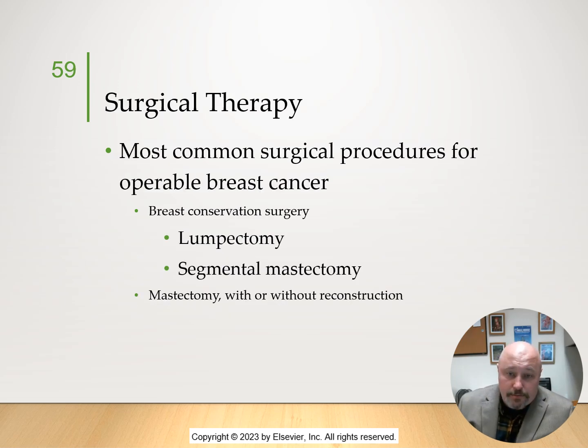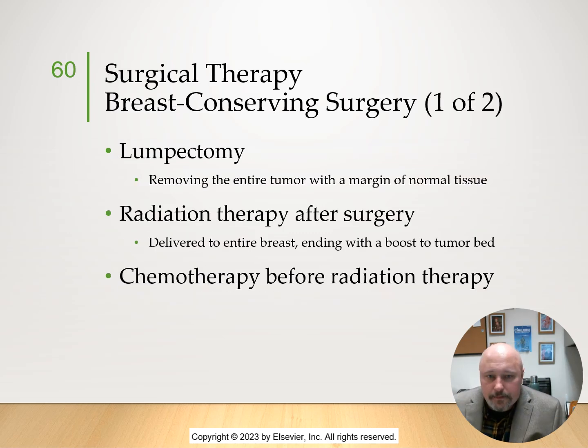For surgeries, the most common surgical procedures for operable breast cancer include lumpectomies and segmental mastectomies. For breast-conserving surgeries, a lumpectomy would involve removing the entire tumor with a margin of the surrounding normal tissue. Radiation therapy after the surgery would be common and is delivered to the entire breast, ending with a boost to the tumor bed. And finally, chemotherapy would be initiated before the radiation therapy.